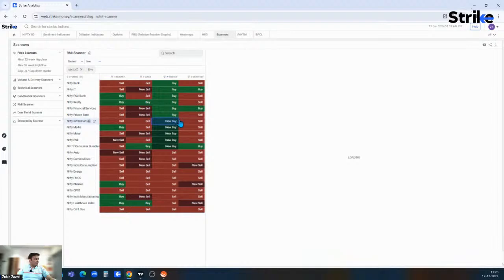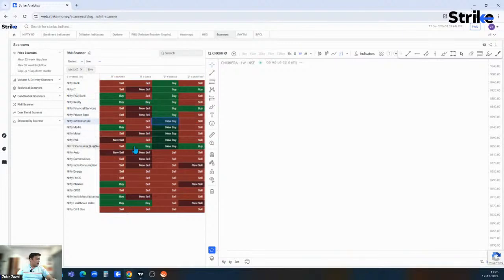So we have to check the monthly, the daily, and hourly. The other three are in a sell mode, so not so strong. All right. What we can pick up is consumer durables, where the daily, weekly, and monthly, all three are in a positive mode.